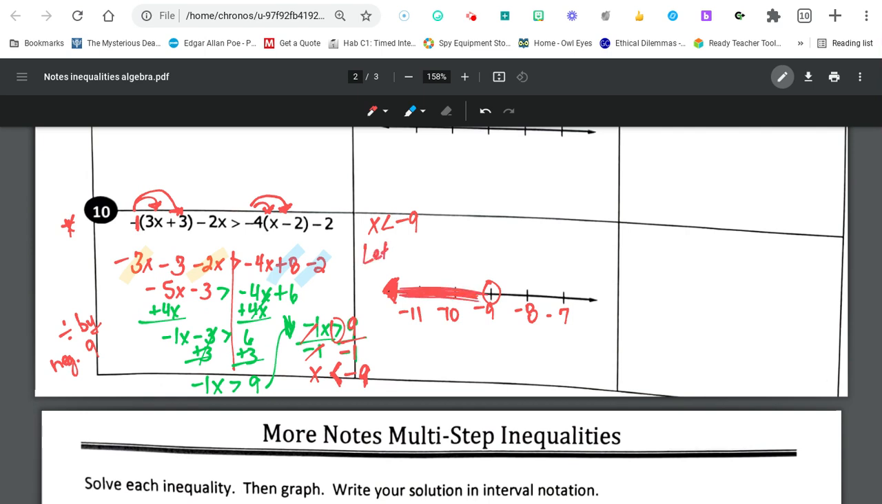Now all you have to do is put it in interval notation from left to right. On the left, it's approaching negative infinity, and on the right it's going to -9. Negative infinity to -9. -9 has an open circle, so please use the parentheses. Just make your interval notation match your graph, basically, okay?